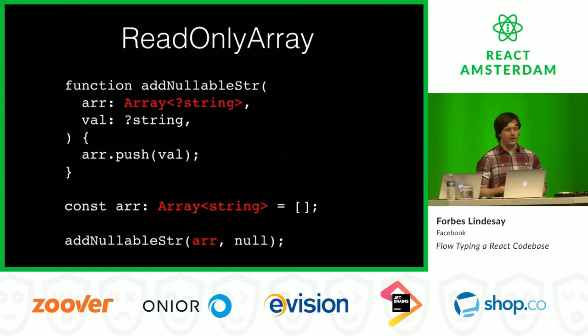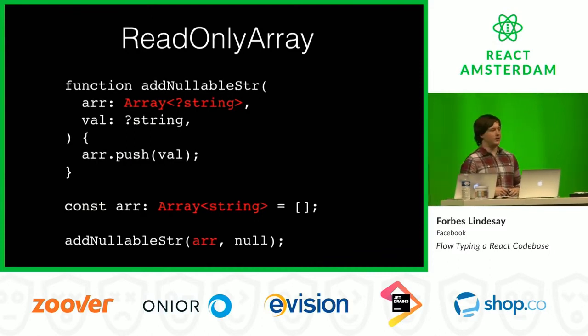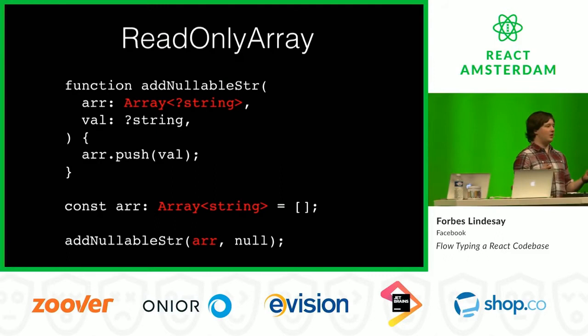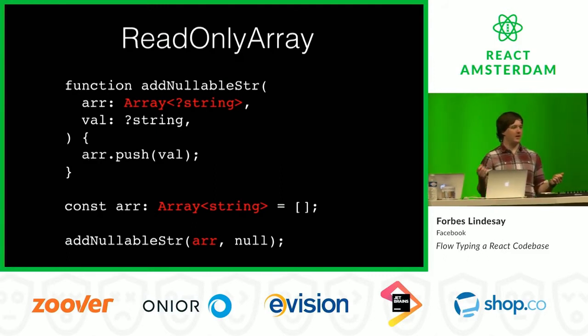Next, I'm going to talk about read-only arrays. We'll start by looking at an example with a writable array. Imagine a function add nullable string that takes an array of nullable strings and a nullable string and puts that value on the end of the array. That seems fine. Now imagine we pass an array of not nullable strings to it and the value null.